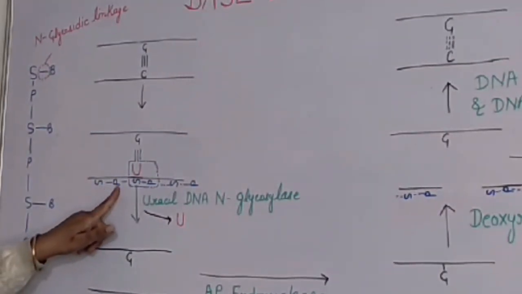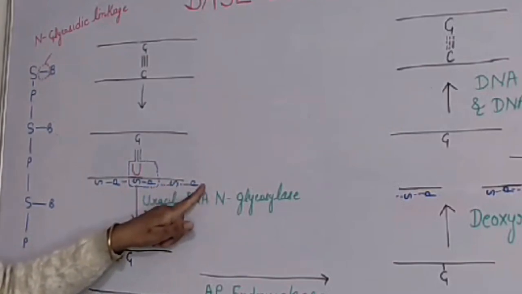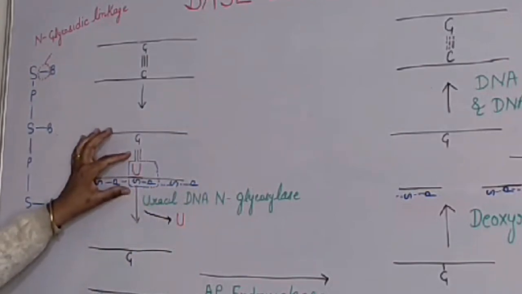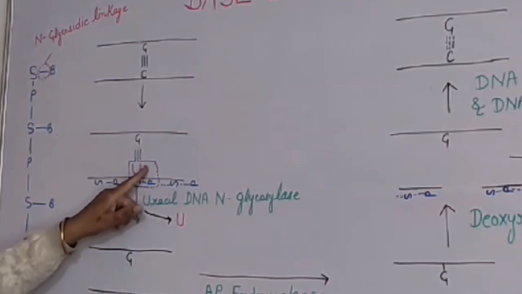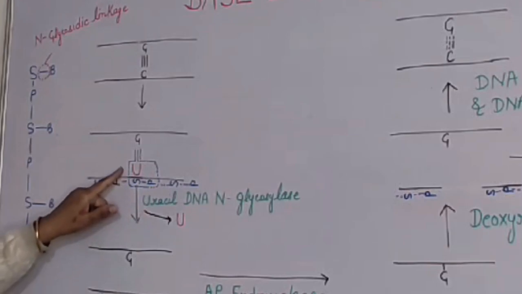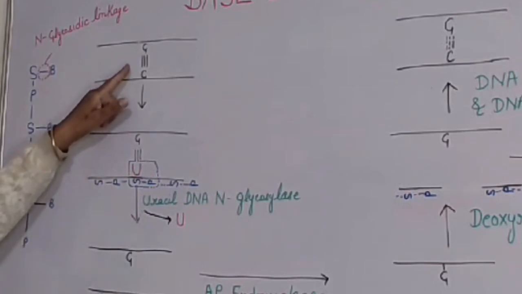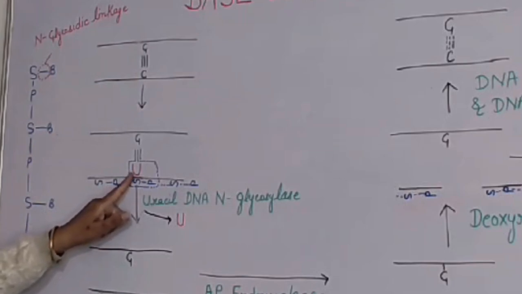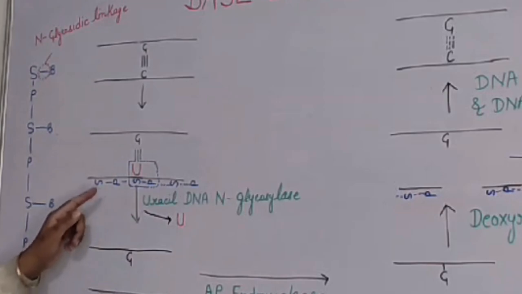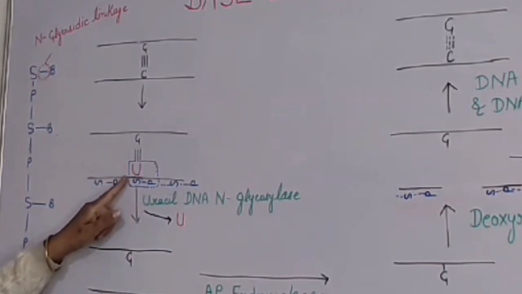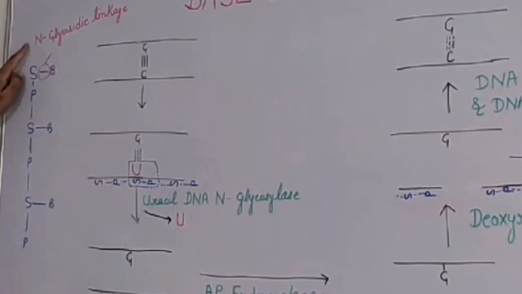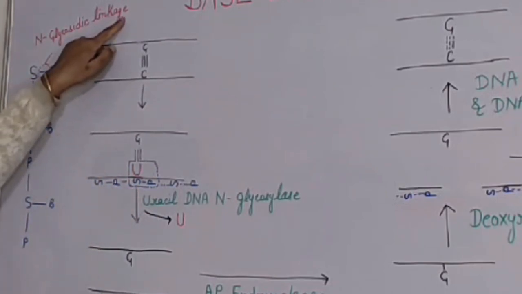This is our sugar phosphate chain. This is sugar, phosphate, sugar, phosphate and sugar, phosphate. This is one nucleotide made up of phosphate, sugar and one nitrogenous base. This nitrogenous base has changed from cytosine to uracil in this example. Now we'll remove this uracil. This sugar moiety and nitrogenous base are bonded to each other with the help of N-glycosidic linkages.